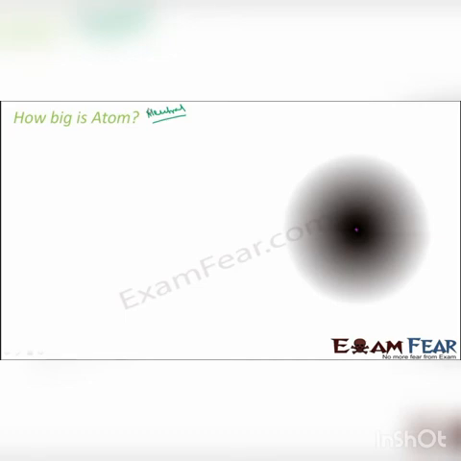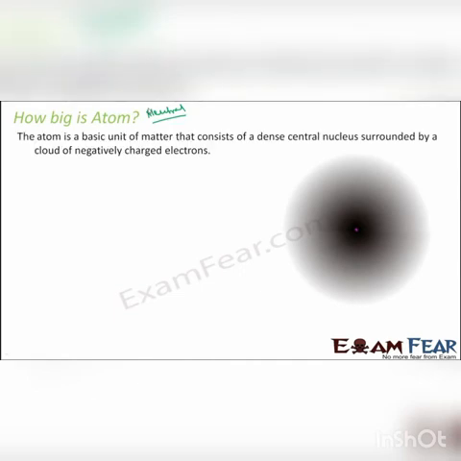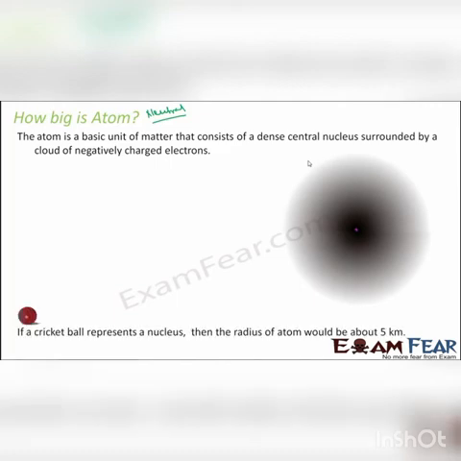They are actually very small and they can't be viewed by naked eyes. The atom, the definition which I told, is a basic unit of matter. It consists of a dense central nucleus surrounded by negatively charged electrons, and they are very small and cannot be seen by naked eyes. And if you assume a cricket ball represents the nucleus, right, the radius of the atom will be 5 kilometers.